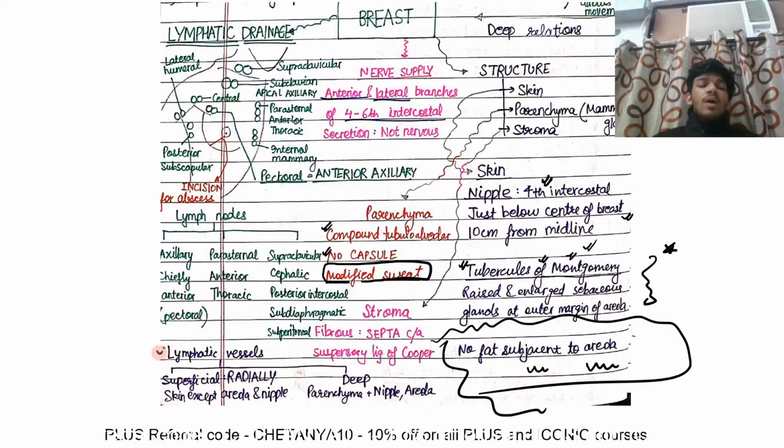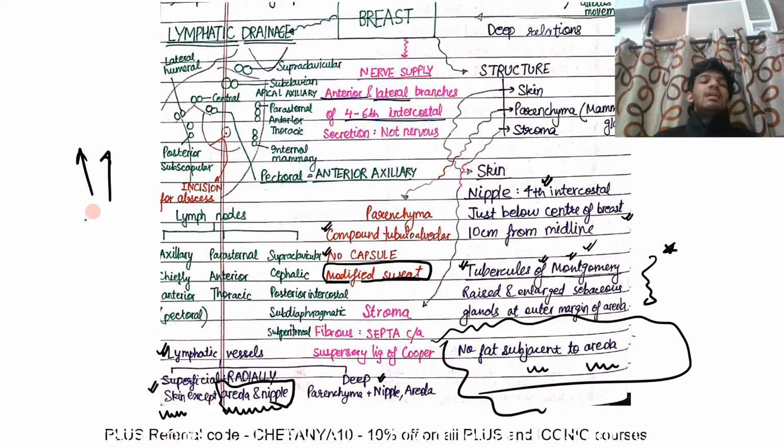Right? So now I was telling you about the lymphatic vessels. They are present as superficial lymphatics and deep lymphatics. The entire skin except the areola and the nipple is included in the superficial lymphatics, and they drain radially. That is, they drain like this. This is how superficial lymphatics drain radially.